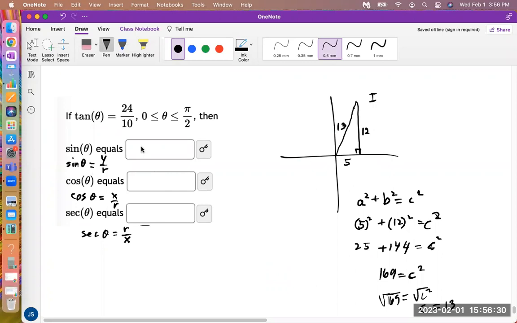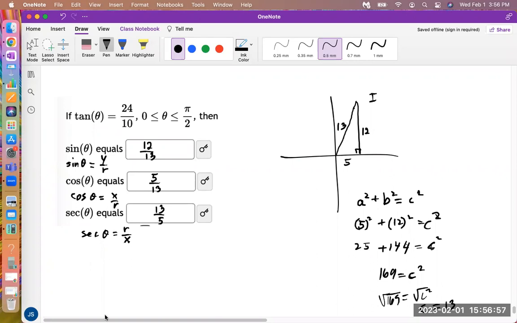So sine is just 12 over 13. And cosine is 5 over 13. And secant is just a flip of that. So it's 13 over 5. And there we go. There's our three ratios.